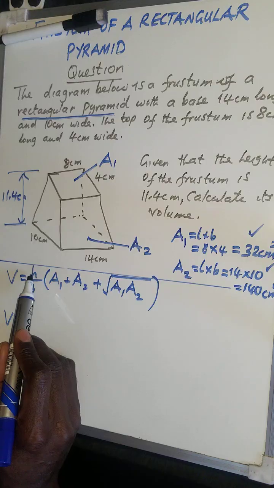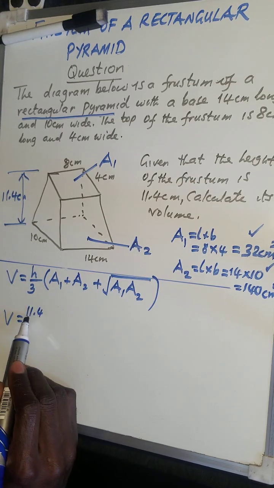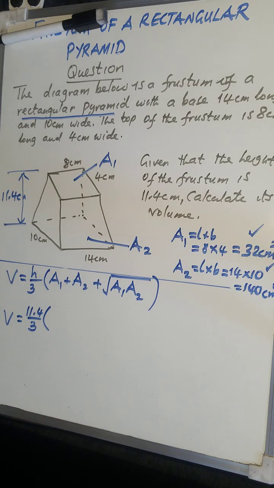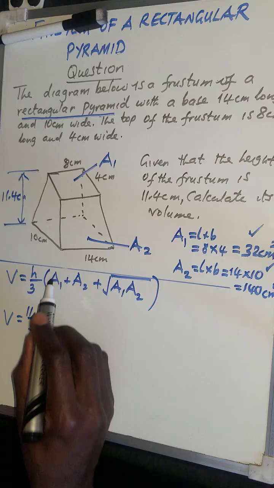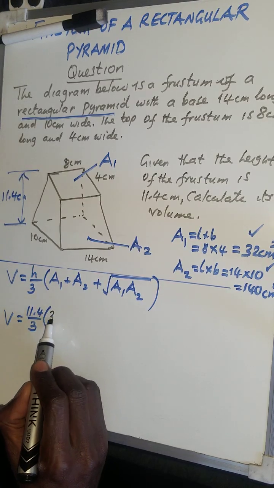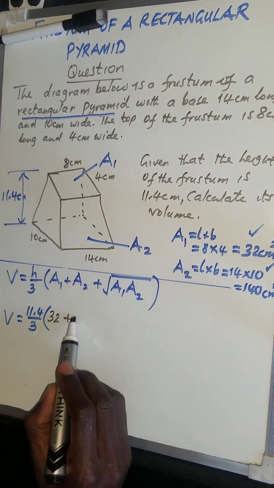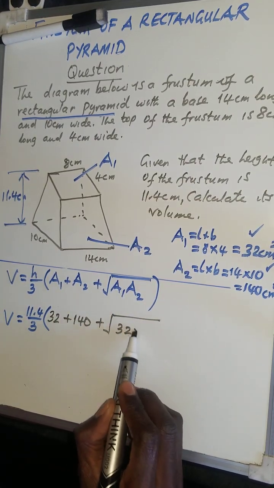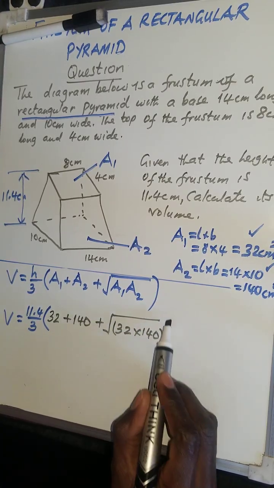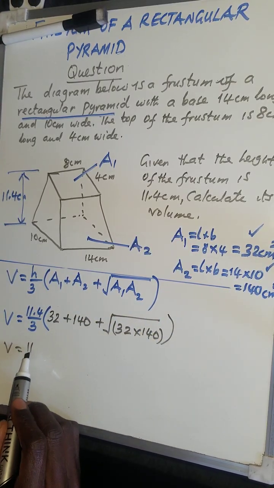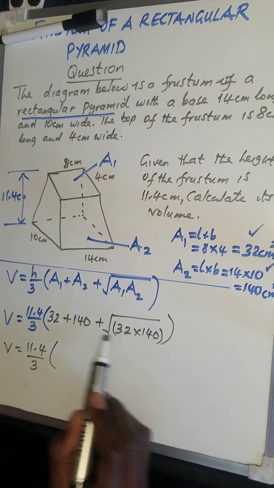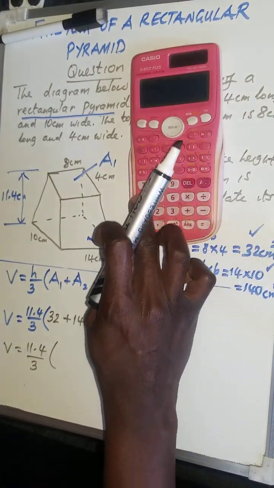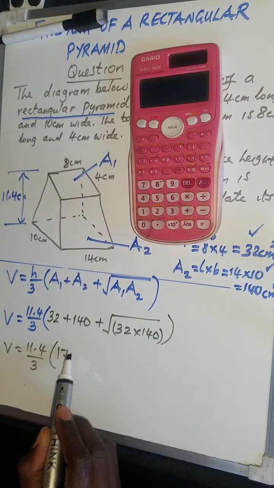So let's try to work that out. The volume will be, what's the height of the frustum? It's 11.4 over 3. Then area 1, the top part, is simply 32, plus area 2, which is 140, plus, in this case, the square root of the product 32 multiplied by 140. So let's try to work that out. We just simplify 32 plus 140. So that is going to give you 172, plus.